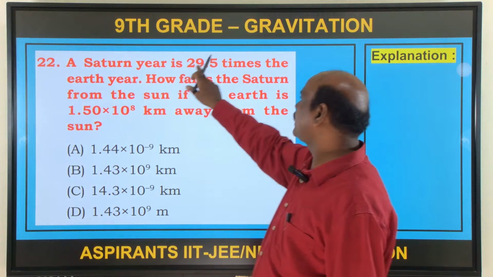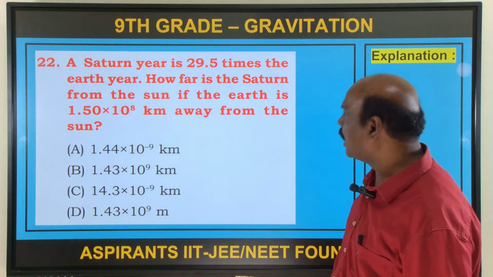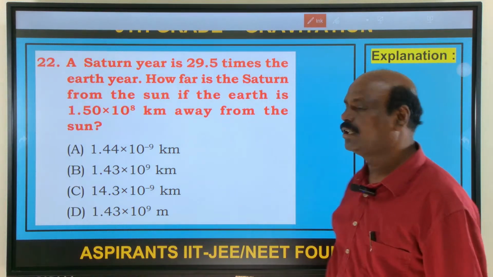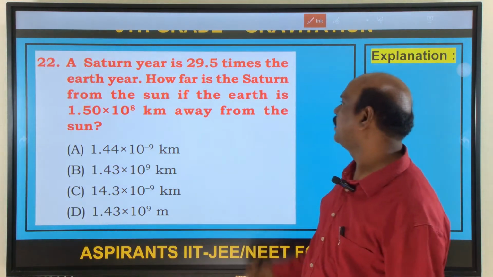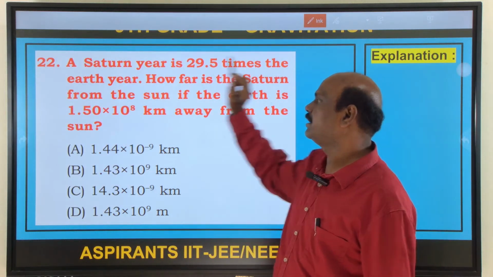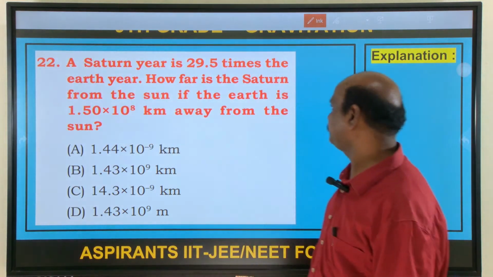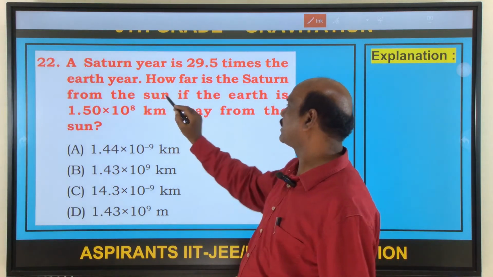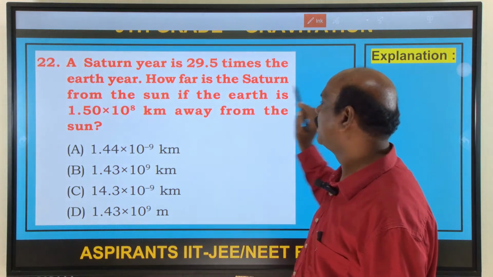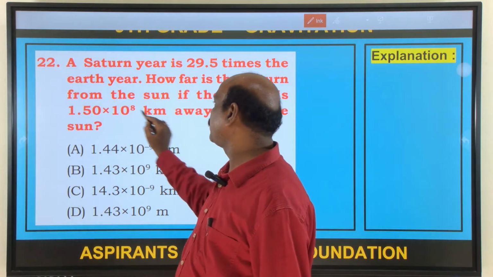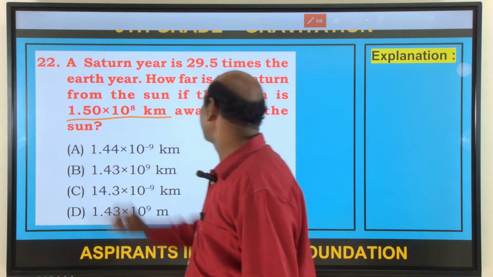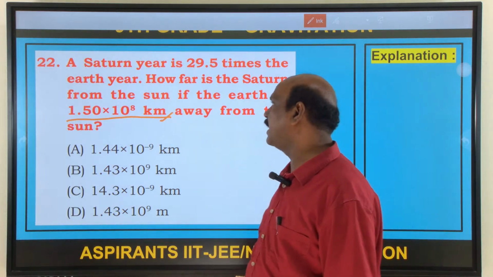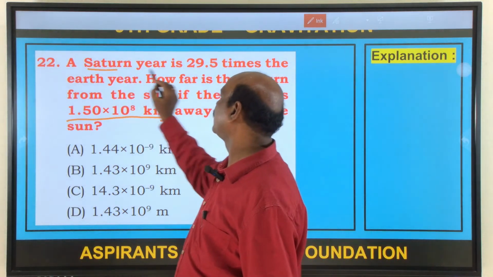Saturn's year is 29.5 times the Earth's year. That means the time taken by Saturn to revolve around the Sun is 29.5 times the Earth's year. How far is Saturn from the Sun, if the Earth is 1.50 into 10 power 8 kilometers away from the Sun? We take the Earth's distance from the Sun, and ask how far the Saturn is.